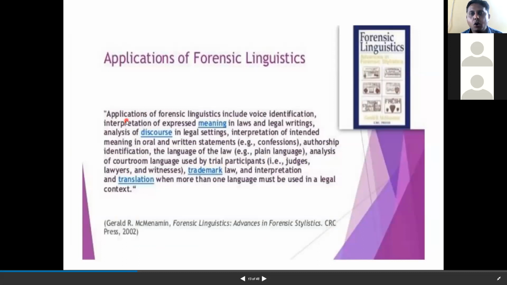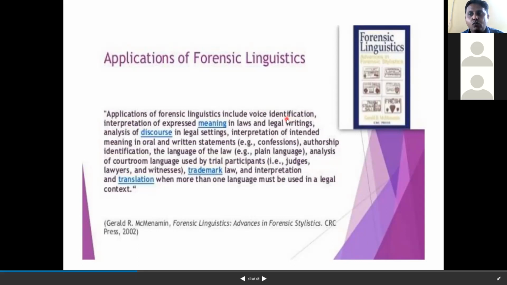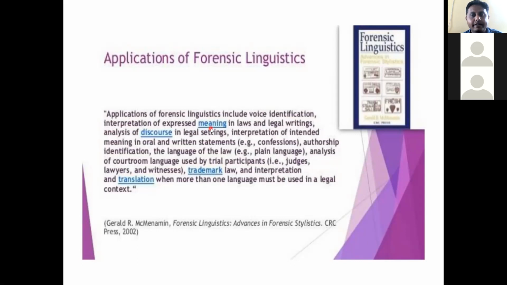Applications. In which areas is forensic linguistics used? That is voice identification. Whose voice is that? हा आवाज कोणाचा आहे? Right? That is called voice identification. Interpretation of expressed meaning in law and legal writings. What exactly is the meaning of the words? This thing is cleared by forensic linguistics. Isn't it? So many new words and sentences are there in forensic linguistics which are quite different in meaning from our day-to-day life.